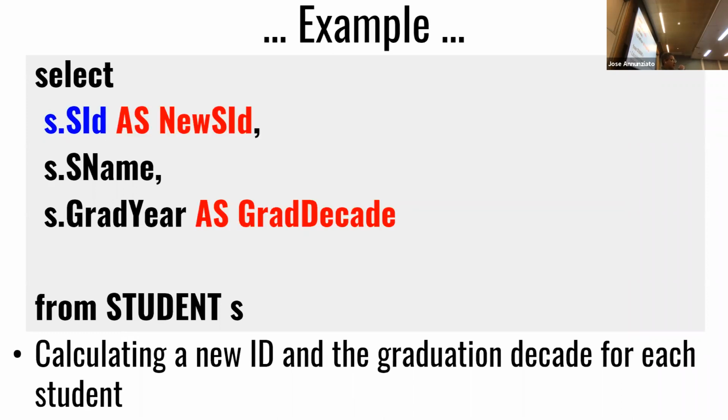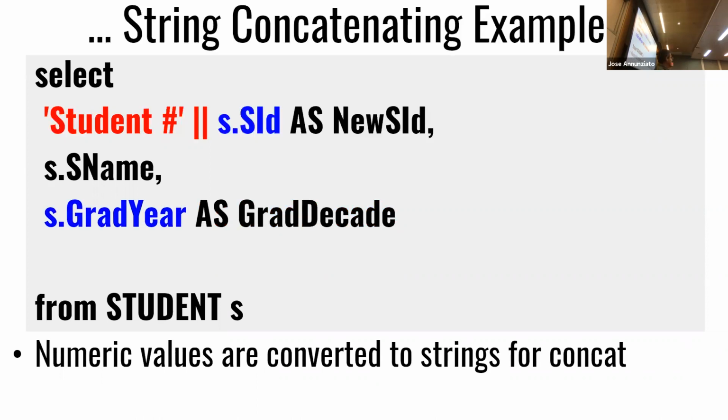But with the as keyword, I can rename the columns. So instead of SID, it would display as new SID, and the graduating year column would actually be displayed as graduating decade. Okay, and this is a hint of where we're going. We're going to try and calculate a brand new SID based on the original. So for instance, maybe this is a new set of freshmen that are coming in, and I have to calculate SIDs for them.